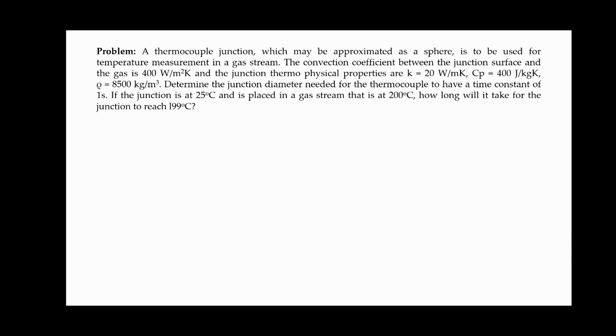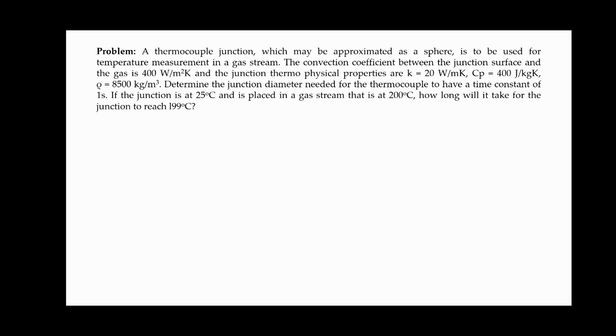A thermocouple junction, which may be approximated as a sphere, is to be used for temperature measurement in a gas stream. The convective coefficient between the junction surface and the gas is 400 watt per meter square Kelvin, and the junction thermophysical properties are K equals 20 watt per meter Kelvin, Cp equals 400 joule per kg Kelvin, rho equals 8500 kg per meter cube. Determine the junction diameter needed for the thermocouple to have a time constant of 1 second. If the junction is at 25 degrees Celsius and is placed in a gas stream that is at 200 degrees Celsius, how long will it take for the junction to reach 199 degrees Celsius?